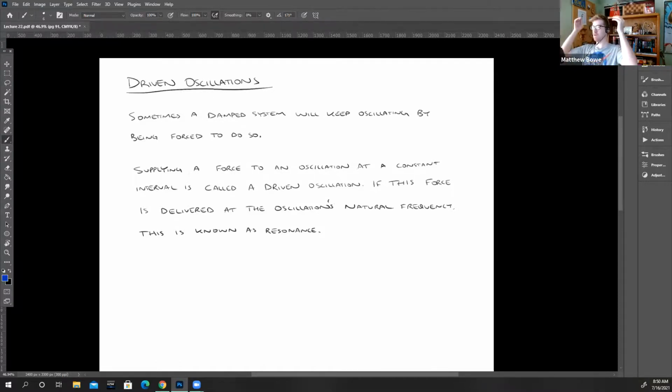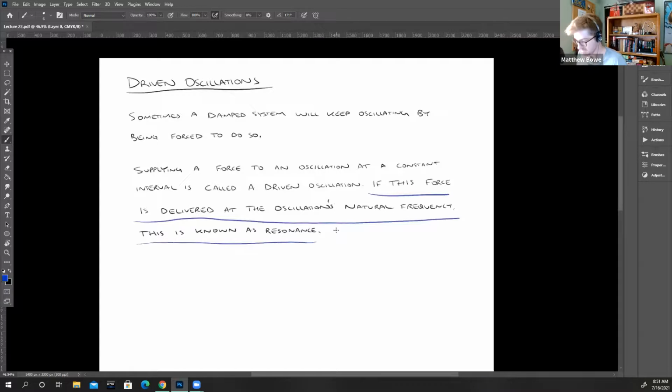So the person swings up and you give a little push right at the right moment. This is known as resonance. As the person on the ground pushing the person on the swing set, you have reached the natural frequency. So if a force is delivered at the oscillation's natural frequency, this is known as resonance.